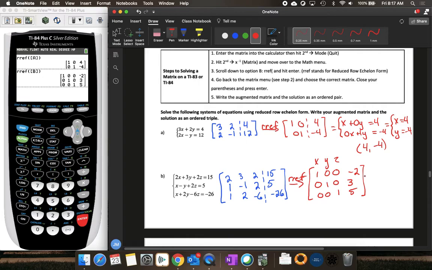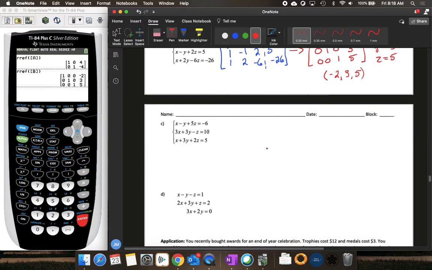And so our first row basically tells you that x is equal to -2. Our second row tells us that y is equal to 3, and our last row tells us that z is equal to 5. When you write these as a solution, rather than writing them as a point, we're going to write them as what's called an ordered triple, which is the same idea. You are just putting commas in between 3 numbers instead of just 2.